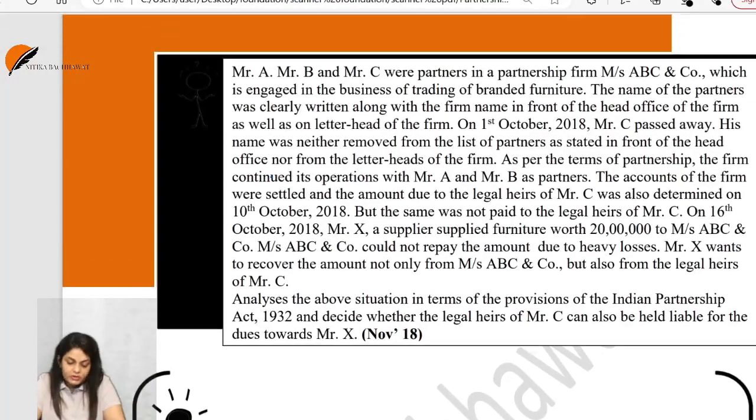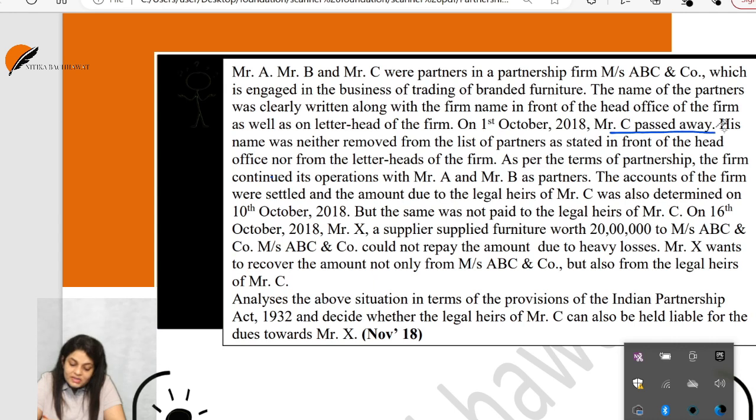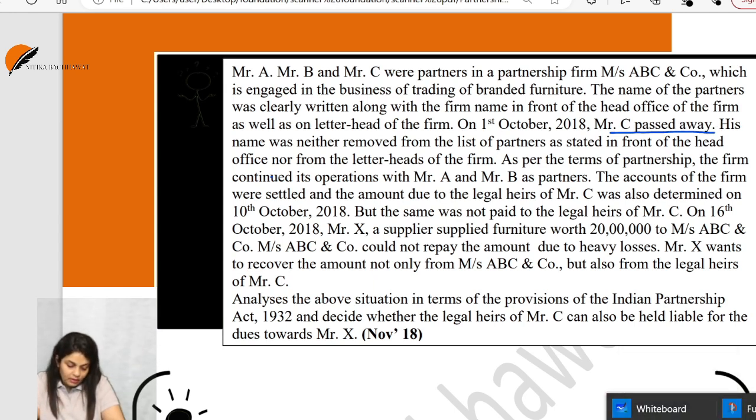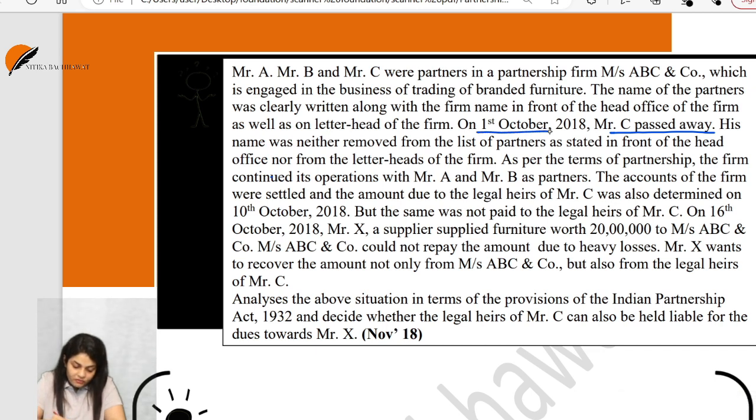On 1st October 2018, Mr. C passed away. His name was neither removed from the list of partners in front of the head office nor from the letterheads of the firm. As per the terms of partnership, the firm continues its operation. The accounts of the firm were settled and the amount due to the legal heirs was determined. So he passed away on 1st October, it was determined on 10th October, but the same was not paid.